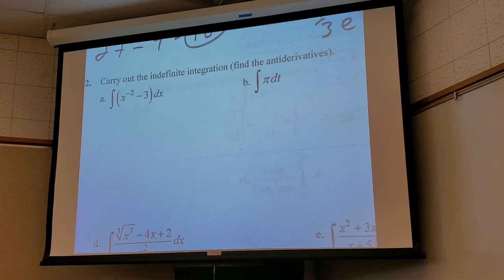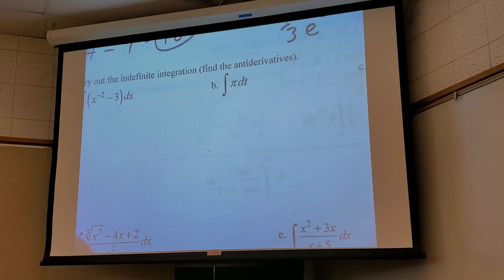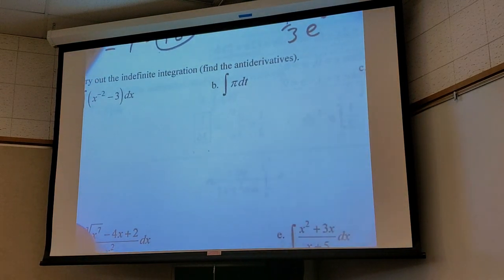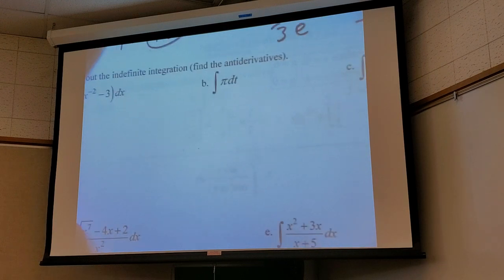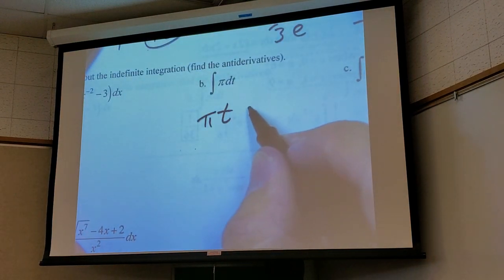So what would B be, for example? Not find the derivative, find the antiderivative. I know it's a pi, who cares? It's a number. Pi x. And you're almost right, plus C. There it is.